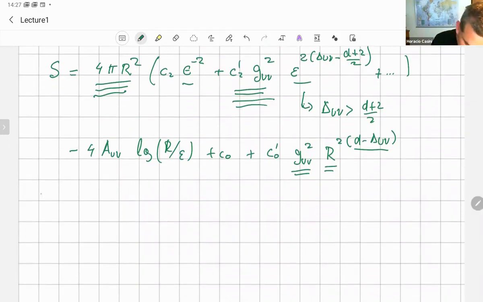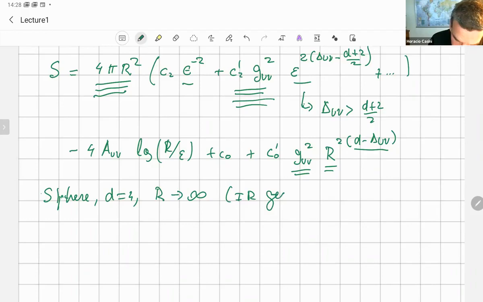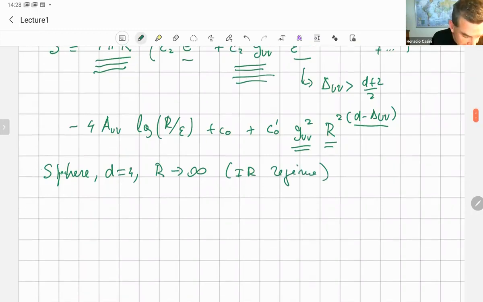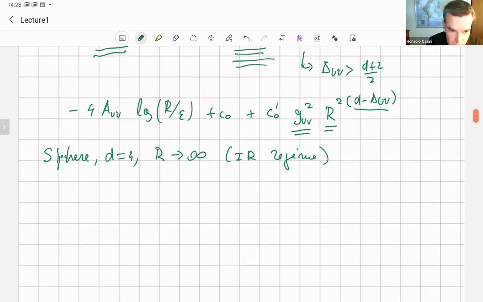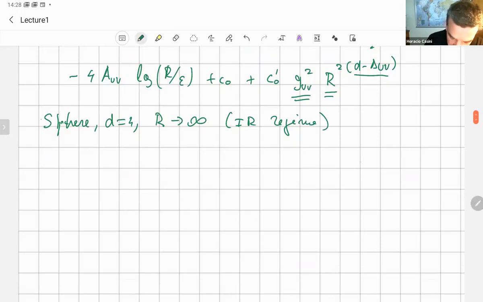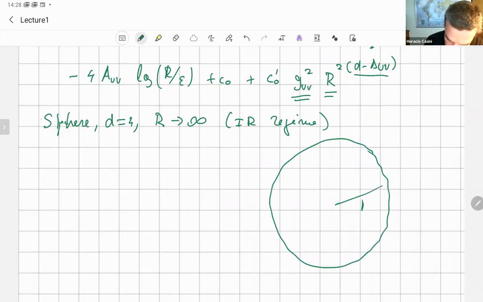And let us think now in the infrared regime. So again, sphere, D equal to 4, R going to infinity. So the infrared regime. In this case, we have to understand a little bit more what we expect, because now we want to understand the contributions, not only diverging contributions. Suppose we have this sphere, and R is very, very large. So R is very large with respect to some scale, let's call it lambda, this mass scale of the theory. So this is very large.